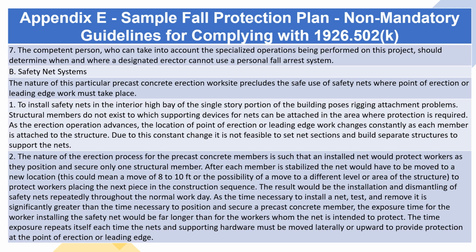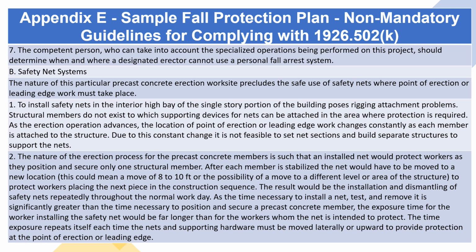B. Safety net systems. The nature of this particular precast concrete erection worksite precludes the safe use of safety nets where point of erection or leading edge work must take place. To install safety nets in the interior high bay of the single-story portion of the building poses rigging attachment problems. Structural members do not exist to which supporting devices for nets can be attached in the area where protection is required. As the erection operation advances, the location of point of erection or leading edge work changes constantly as each member is attached to the structure.